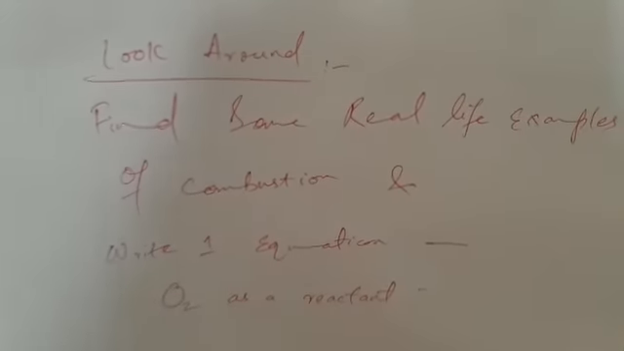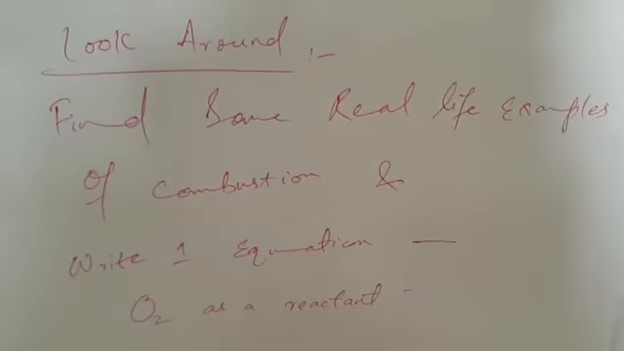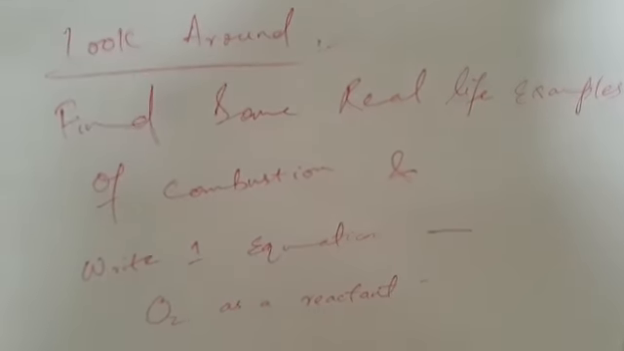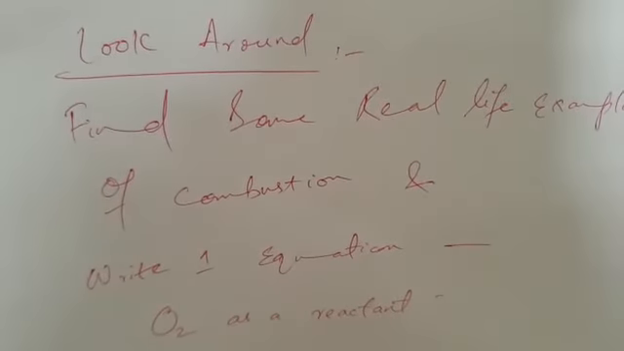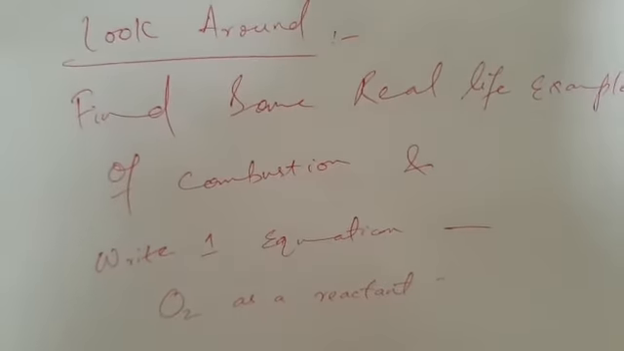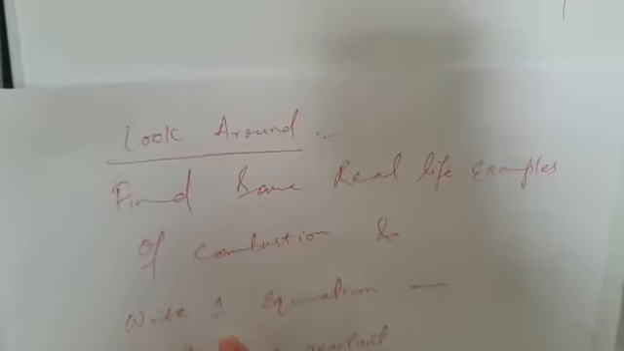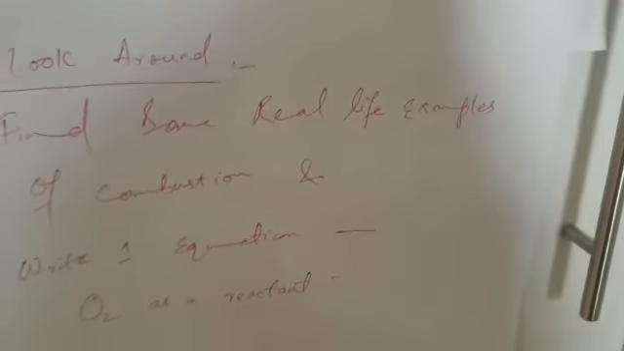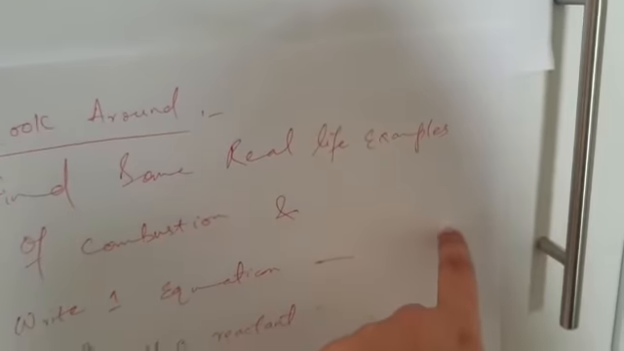You have to look around and find some real life examples of combustion, and write for me at least one equation which involves oxygen as a reactant. I'm repeating again, oxygen as a reactant means you are using oxygen as a reactant. Reactant means ingredient to make something, and at the end, the final product, you must have water and carbon dioxide on the other side.